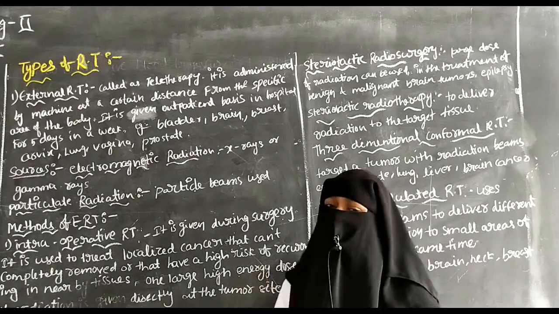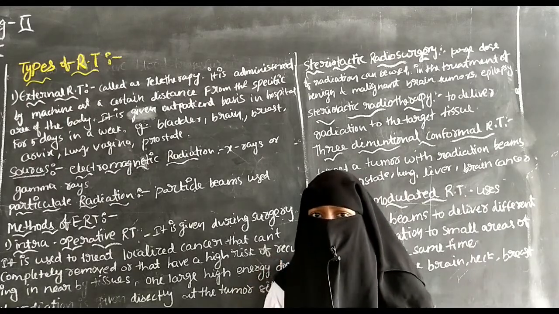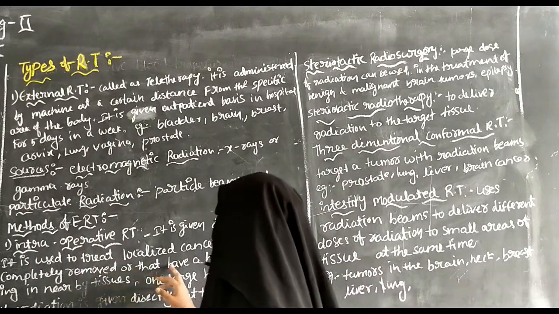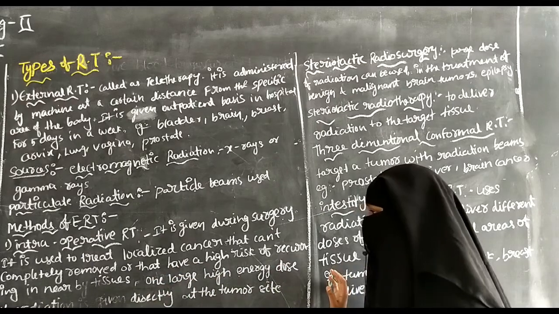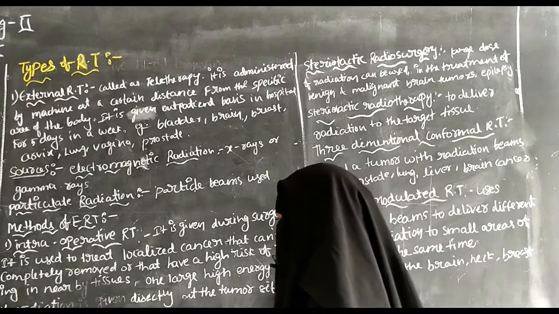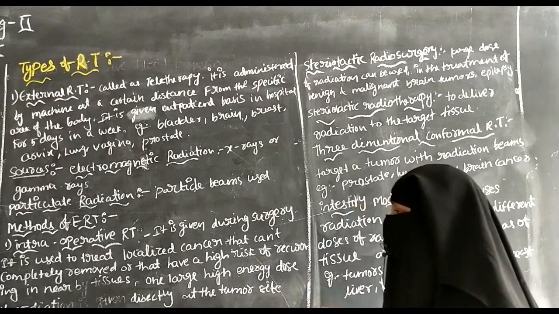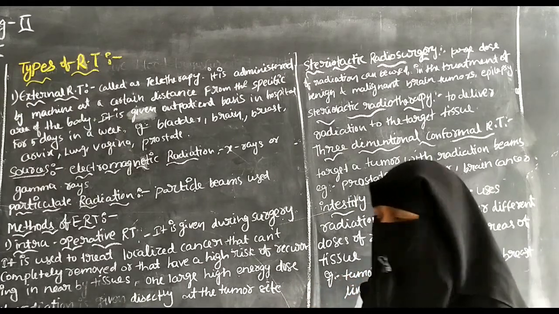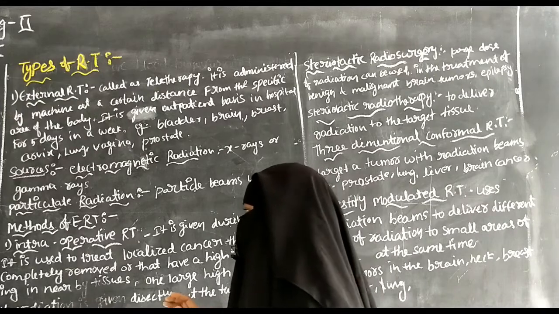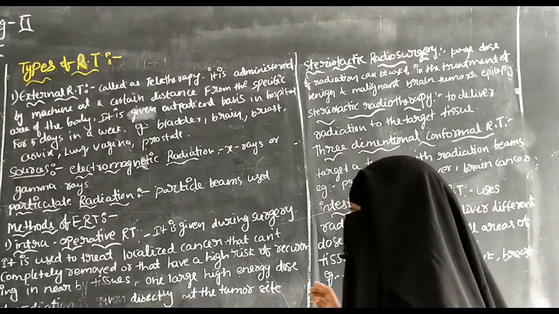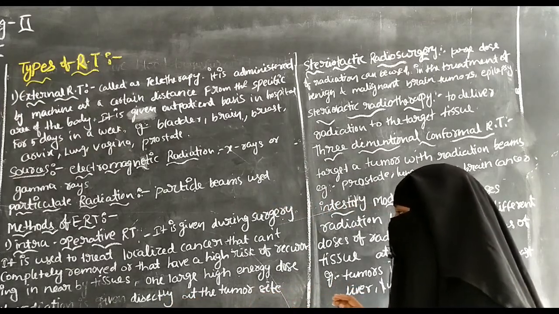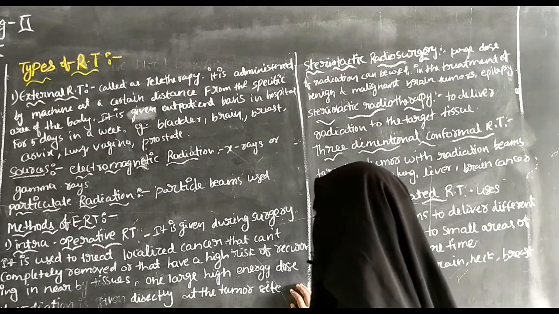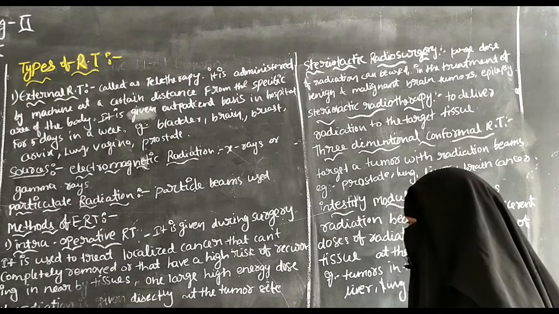Localized cancer means the cancer is confined to a particular area and cannot be completely removed, and has a high risk of reoccurring in nearby tissues. So the tumor cannot be removed completely and there is a high risk of reoccurrence. For these tumors, intraoperative radiation therapy can be done, and one large high energy dose of radiation is given directly at the tumor site during the surgery.